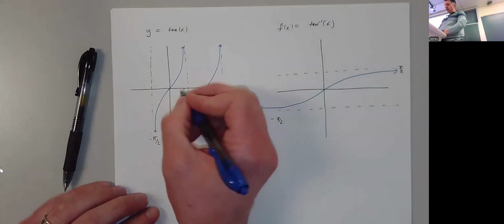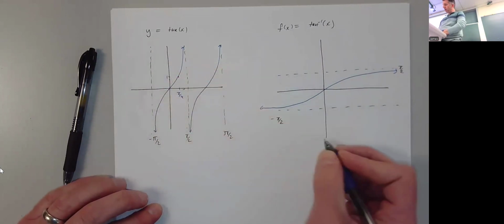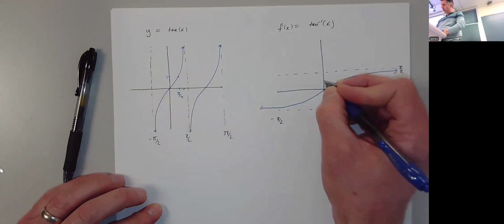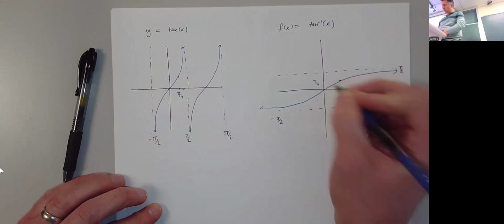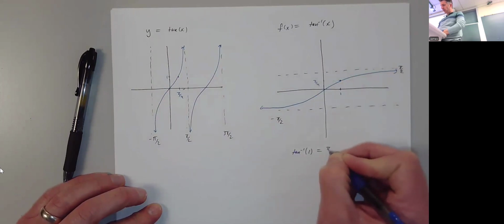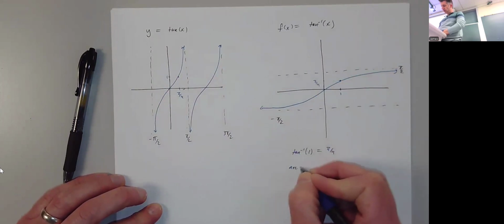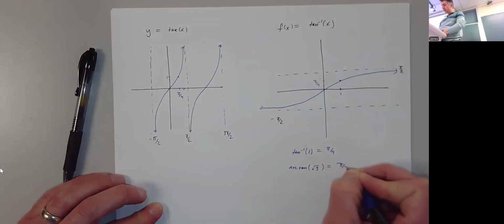So instead of having the point pi over 4 comma 1, we have the point 1 comma pi over 4, because the inverse tangent of 1 is equal to pi over 4. And the arctangent of root 3 is equal to pi over 3.